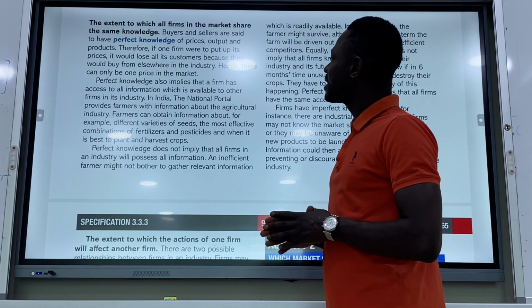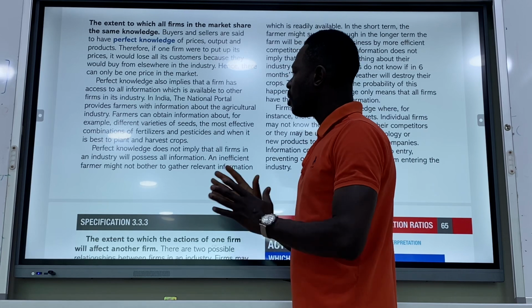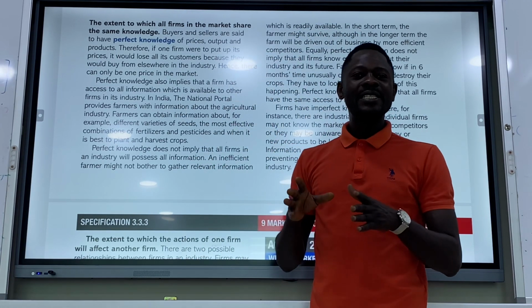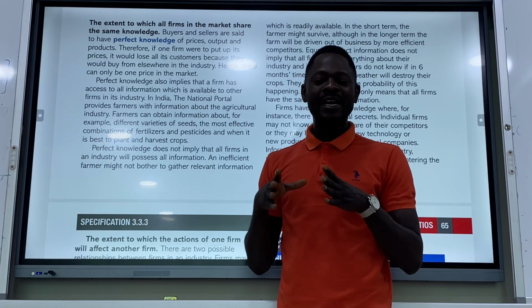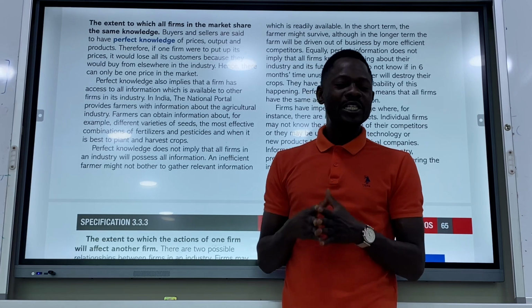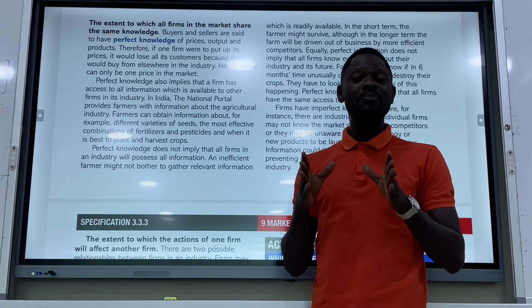Perfect knowledge also implies that a firm has access to all information which is available to other firms in its industry. So, for perfect knowledge, we're talking about a market with no asymmetric information, a market where customers, suppliers, rivals, and competitors all have access to information. So if they have access to information, that means there's perfect knowledge.